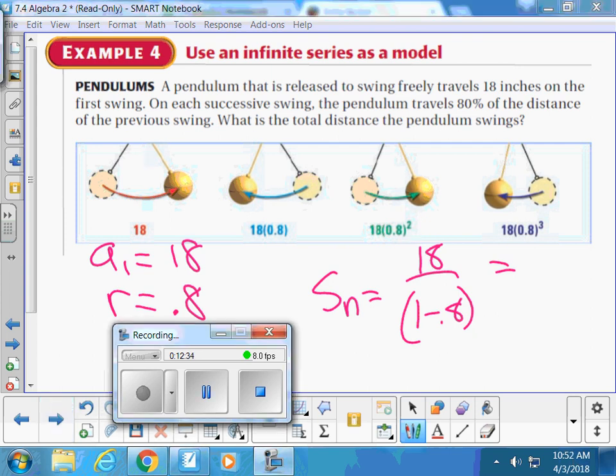All right, what did we get? Last problem. 90 inches is how far this thing is swinging.